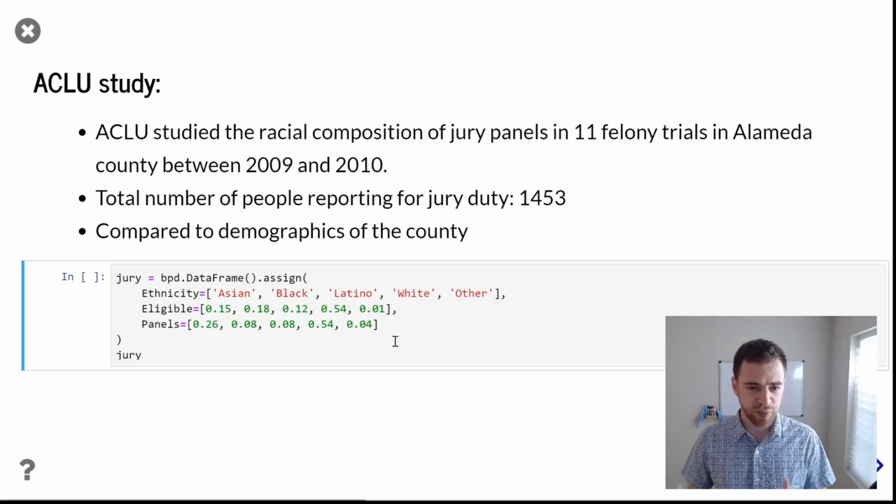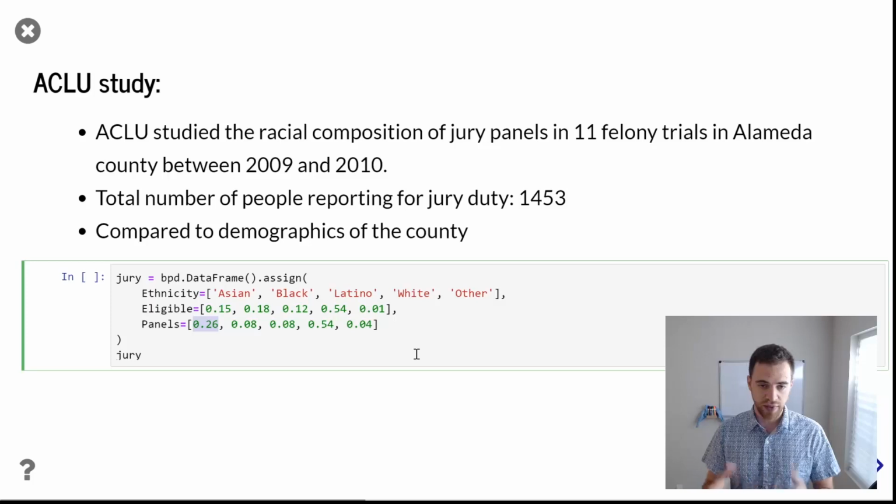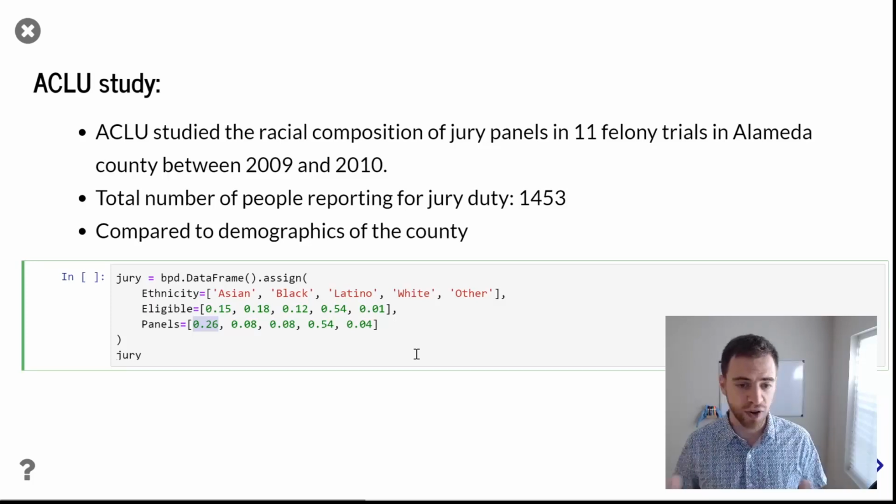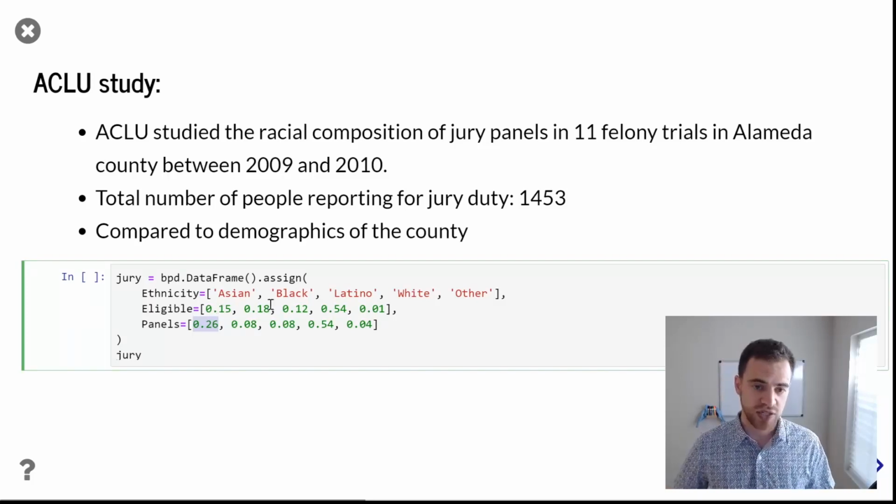So they put people into 5 racial categories, and they counted the proportion of each. They saw that 26% of the jurors who reported for jury duty were Asian, 8% were Black, 8% Latino, 54% white, and 4% identified as another race. They compared this to the demographics of Alameda County at large, which is 15% Asian, 18% Black, 12% Latino, 54% white, and 1% of people are from another race.